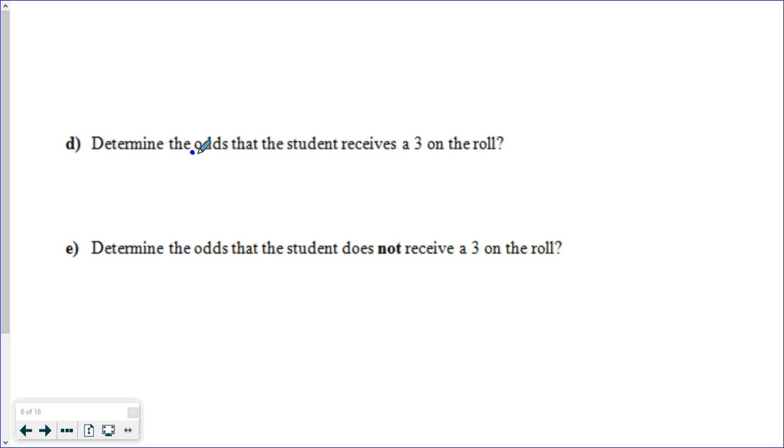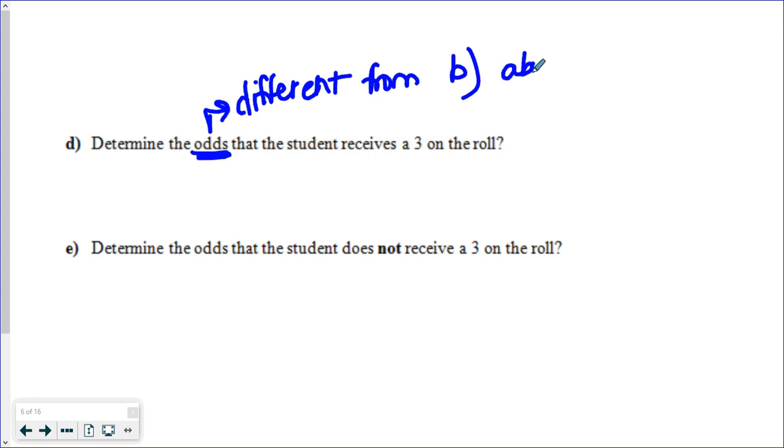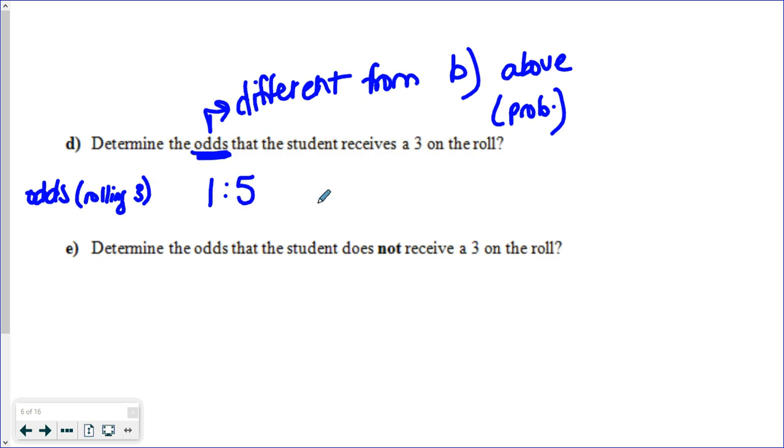Now question D is saying determine the odds. So this is different from question B above, because question B was the probability. So determine the odds that a student receives a 3 on the roll. So there's one way to roll a 3, and there are 5 ways to not roll a 3. So our odds are 1 to 5.